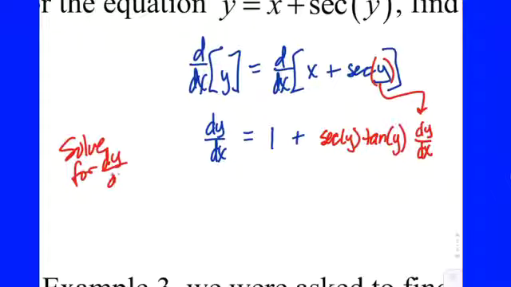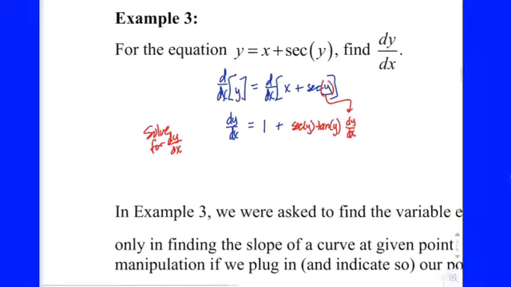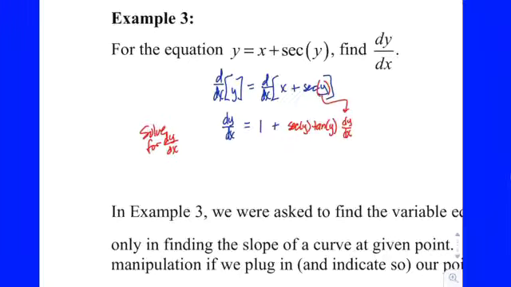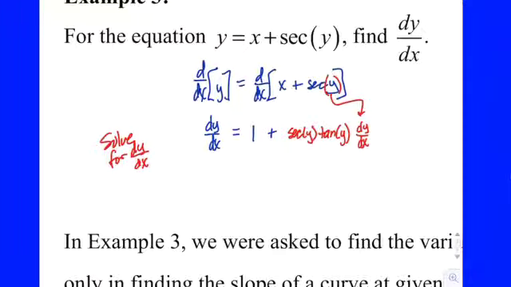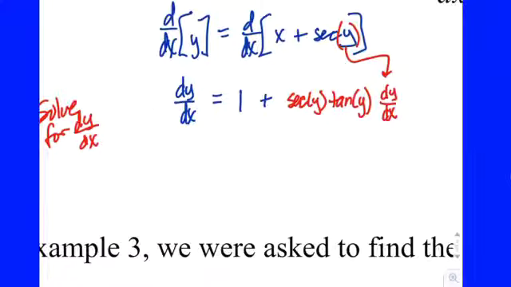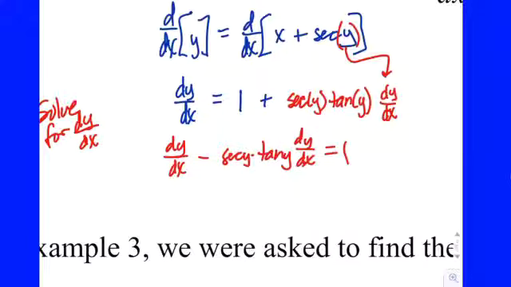And you should always be able to solve for dy/dx because it's always going to be a linear function in terms of dy/dx. So even though you can't solve for y, you can always solve for dy/dx. So if we bring that red term from the right side over to the left, we get dy/dx minus secant y tangent y times dy/dx, and that equals 1.